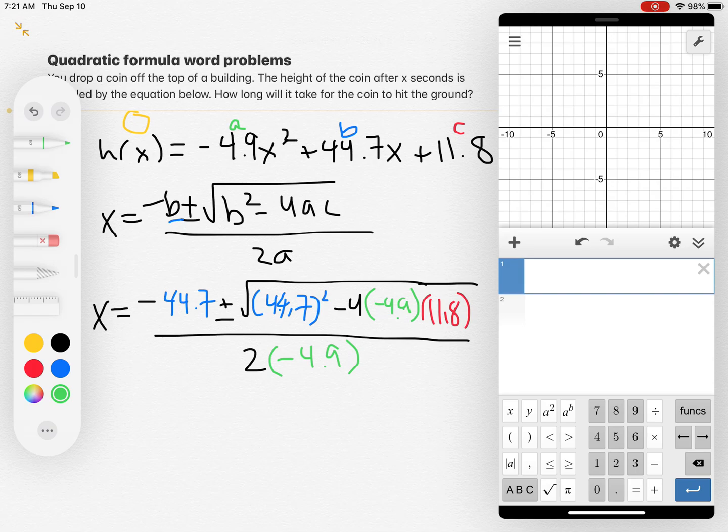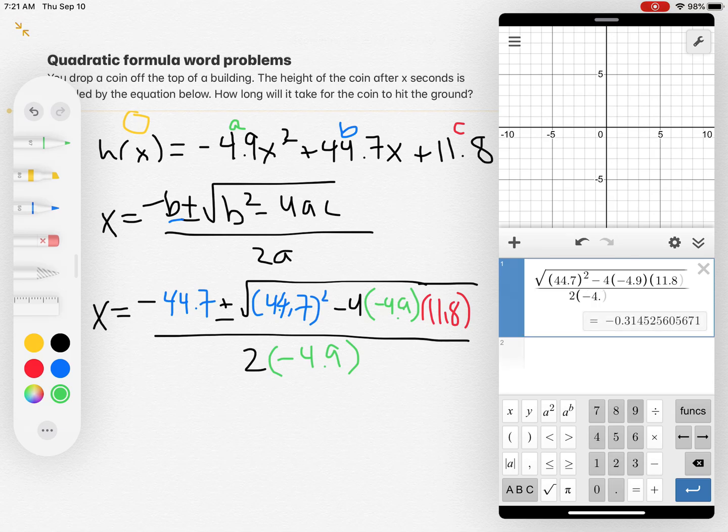Very, very carefully, let's start putting that into Desmos. Remember to hit your division key first to get your big fraction. Negative 44.7. Let's just do the plus sign version first. Square root, parentheses, 44.7 squared minus 4 times negative 4.9 times 11.8. I know you can't see the whole formula right now, but I promise Desmos hasn't gotten rid of anything. Jump down to your denominator, parentheses, negative 4.9.